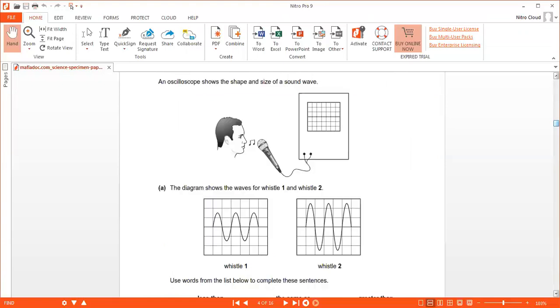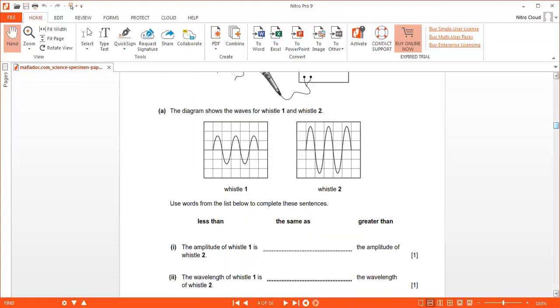An oscilloscope shows the shape and size of a sound wave. The diagram shows the waves for whistle 1 and whistle 2. Complete the following. I, the amplitude of whistle 1 is, look at the oscilloscope. Amplitude is the height of the wave, so it's less than the amplitude of whistle 2.